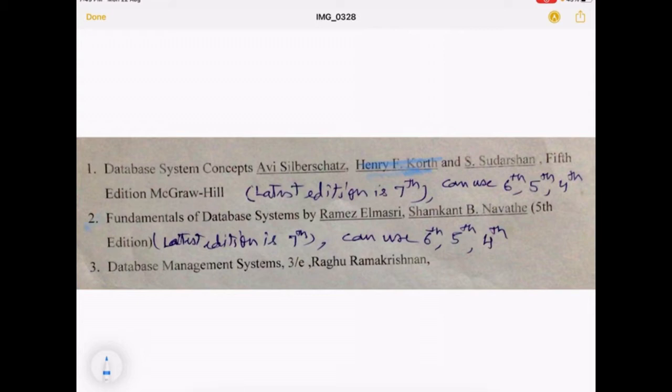The next book is Fundamentals of Database Systems by Ramez Elmasri and Navathe, but it is well known by the author Navathe, and currently the latest edition is 7th edition, but you can use earlier editions also, 4th, 5th or 6th edition. And the third textbook is Database Management System by Raghu Ramakrishnan, and it is available in 3rd edition.